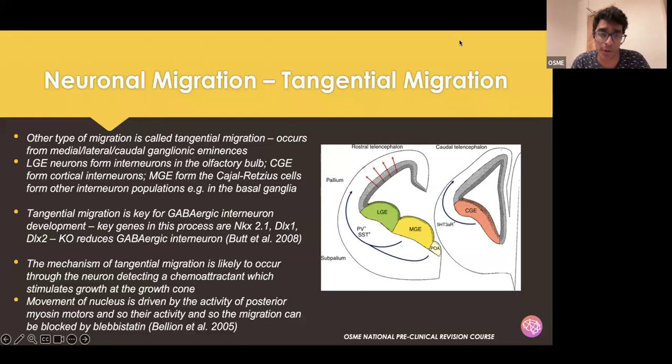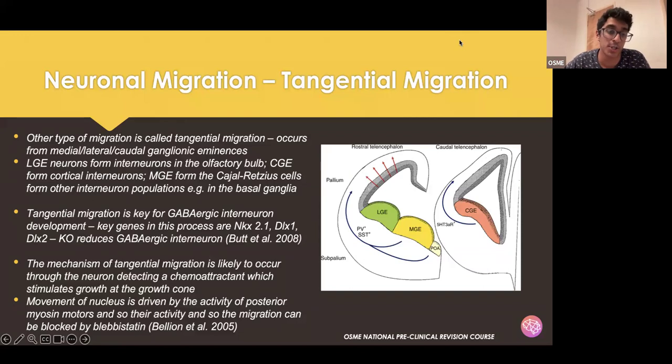Those from the lateral ganglionic eminence go into the olfactory bulb, allowing us to smell. Those from the caudal ganglionic eminence go on to form cortical interneurons, and those from the medial ganglionic eminence go on to form Cajal-Retzius cells. These cells are actually important in radial migration as well. You've also got other interneuron populations in the basal ganglia. So it's just the destination of these different neurons, basically. Just as an idea of what these ganglionic eminences look like, we've got a picture showing how they appear, where they're located roughly, and how the tangential movement works.